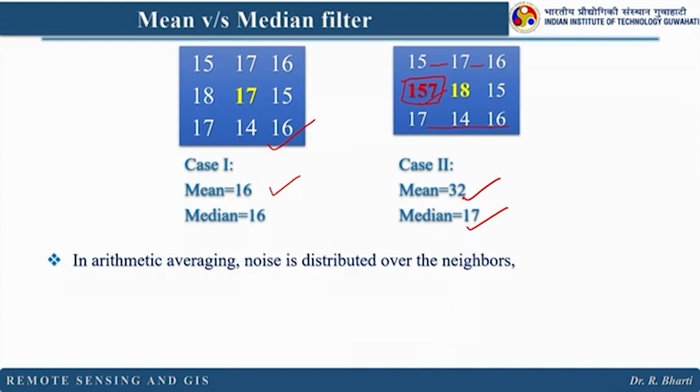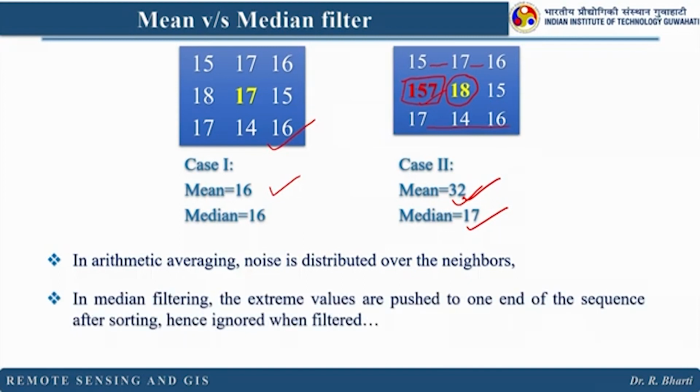If you use the mean filter, what will happen? The central pixel value will be replaced with 32. That means it is not correct. So it is always better to go for the median filter instead of the simple mean filter. In arithmetic averaging, noise is distributed over the neighbors, right? In the median filter, the extreme values are pushed to one end of the sequence after sorting, hence ignored when filtered. So here we have seen that the median filter is better than the mean filter, right?